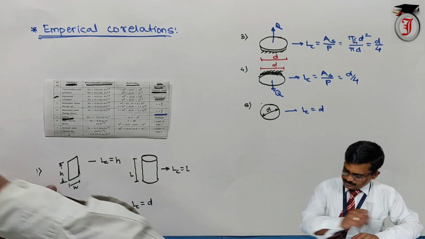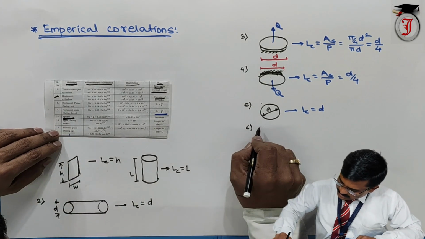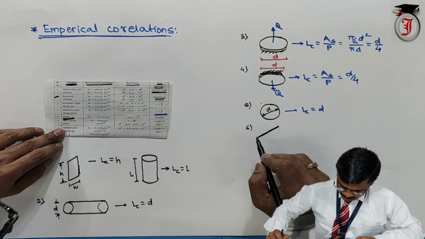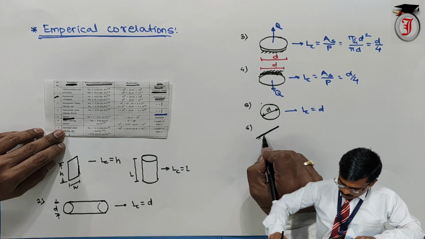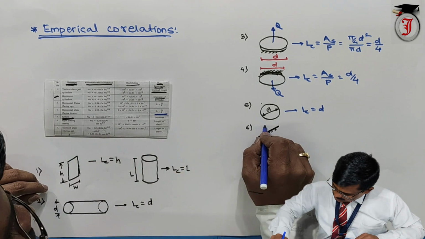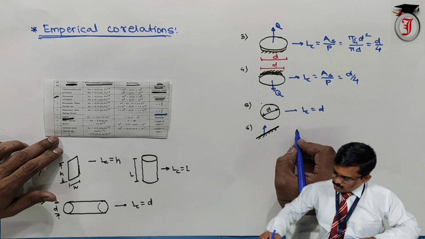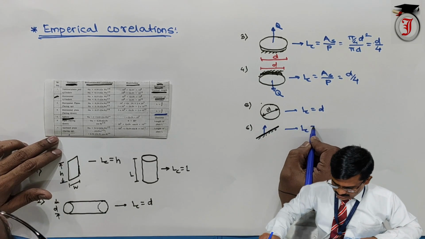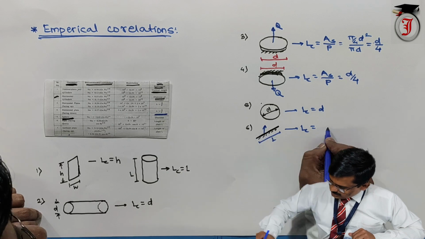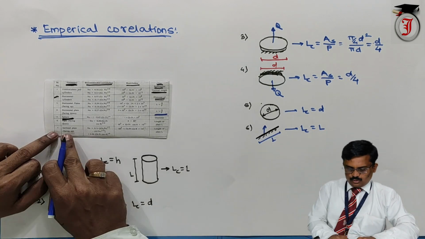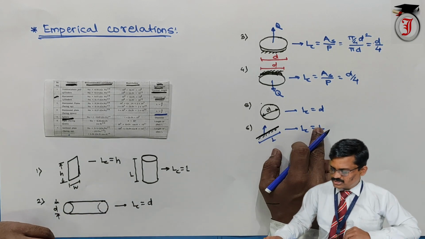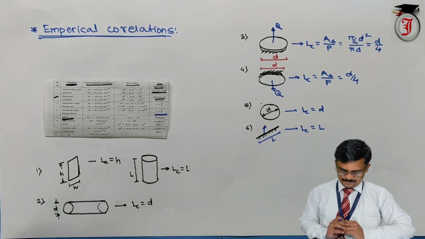So number 6 is the inclined plate. Let us consider this is an inclined plate and the bottom surface is insulated, so it is facing upward. Its characteristic length Lc is equal to the length of the plate, suppose L, so Lc is equal to L. And for an inclined plate facing downward we have the same characteristic length, that is the length of the plate.